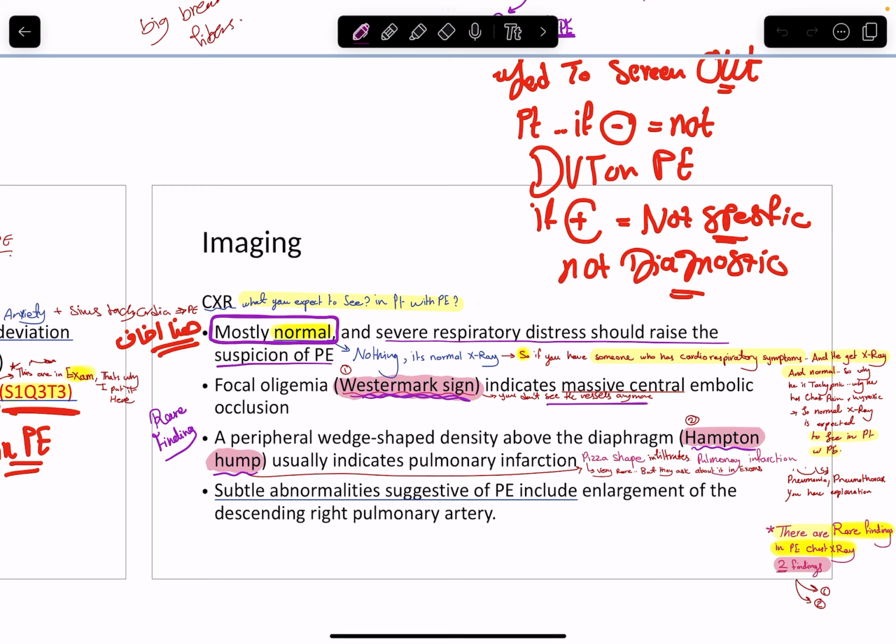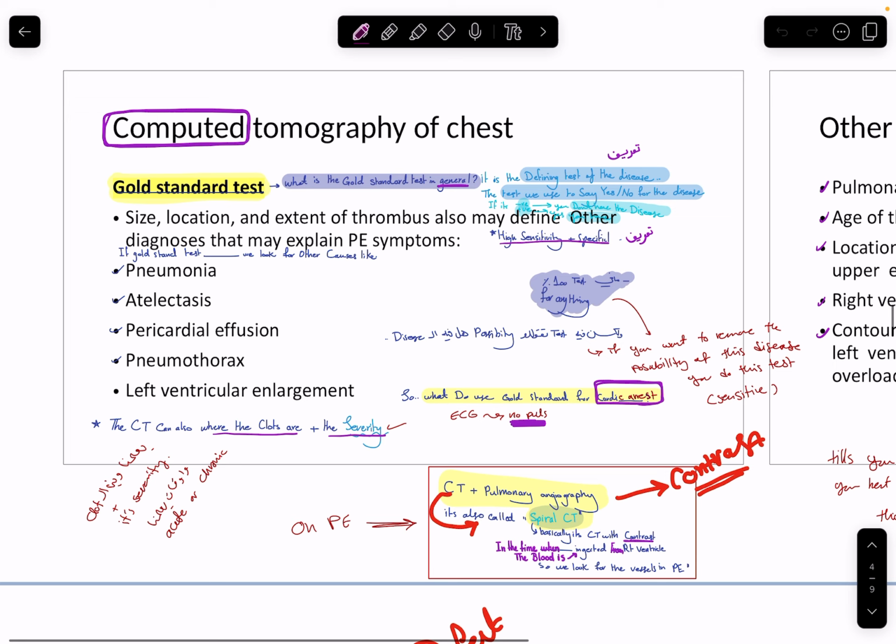So how do we diagnose pulmonary embolism? Well, this is how we diagnose it. The gold standard test. Like I said, for asthma, the gold standard test is PFTs. We don't do that because it's so common, but PEs, no. Unfortunately, the only way to diagnose a PE is with the gold standard testing. So what we do is spiral CT or CT pulmonary angiography.